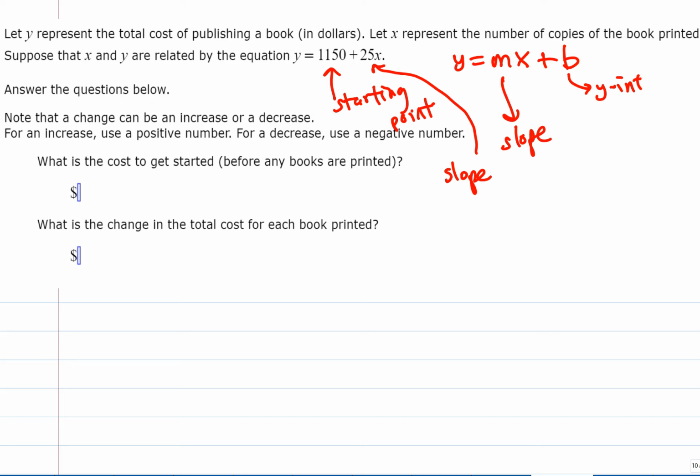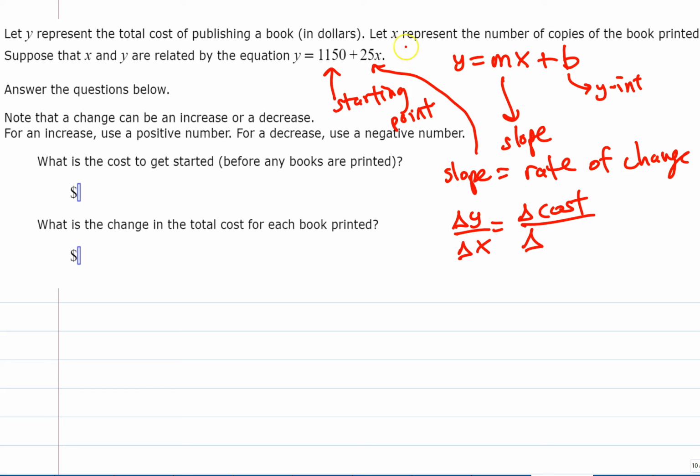Cost per book, basically. Okay? So it's basically going to be a rate of change. Wasn't our slope before change in y over change in x? Change in y is cost. Change in y basically means change in cost over change in x, which means change in, what did they say x was? Number of copies. It's basically the cost per copy. It's a change.